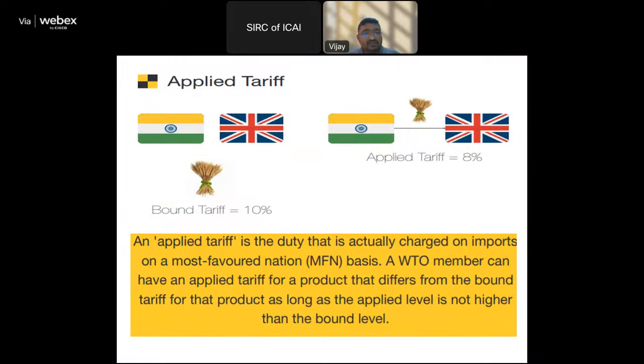Applied tariff. Sir, in that bound tariff, if my maximum rate is 10%, and out of that bound tariff I am applying a rate of 8%, that is what we call applied tariff.